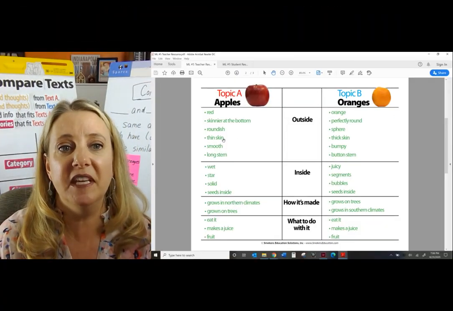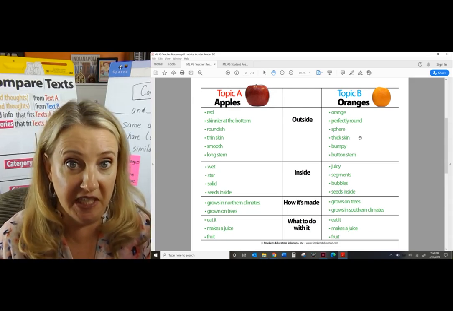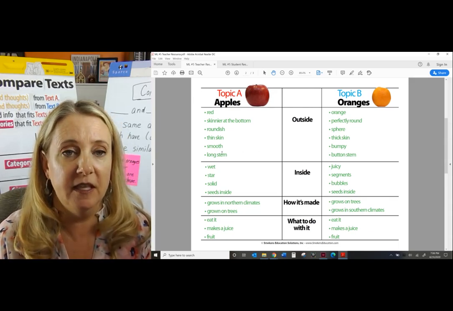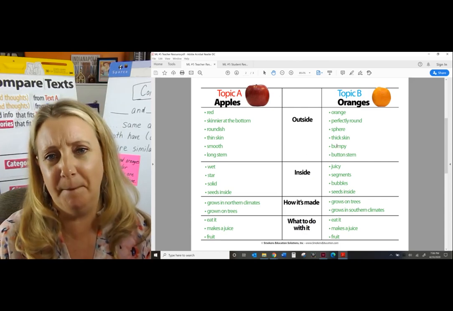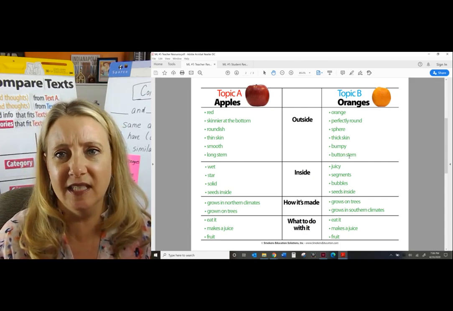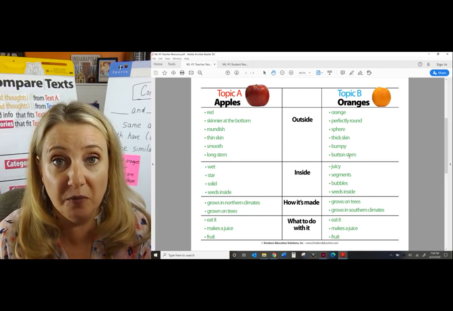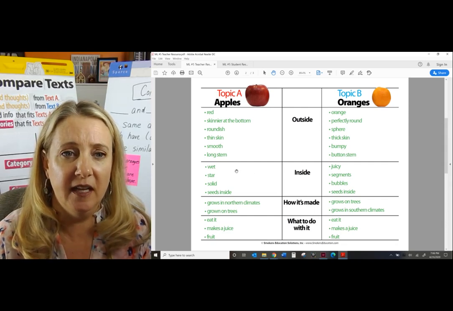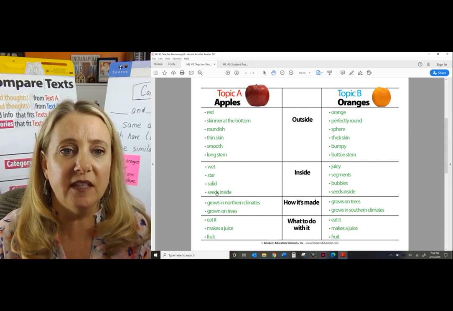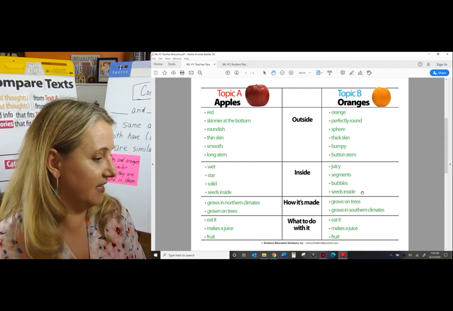Let's see. We have thin skin and thick skin, unless I want to say they both have skin. It's very, very different. How about smooth and bumpy? No. Long stem, button stem. Well, again, they both have skin. They both have stems. I don't know. Maybe we could say something with that. Let's see. Oh, look at this. Seeds inside, seeds inside. You see that?